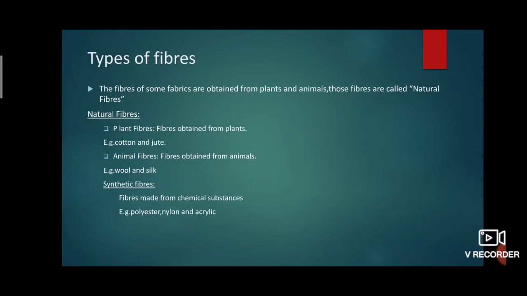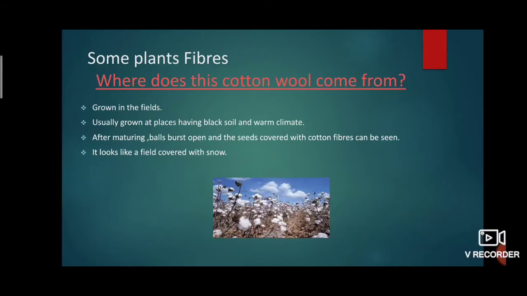Natural fibers are of plant and animal origin. Synthetic fibers are made of chemical substances. Then some plant fibers. Where does cotton wool come from? It is grown in the field, at a place having black soil and warm climate. Cotton grows only in black soil and warm climate.